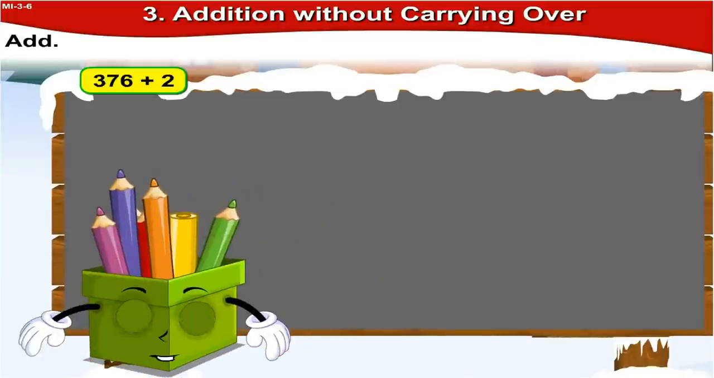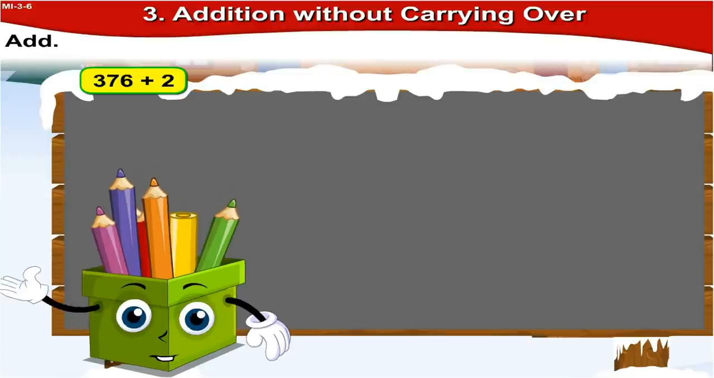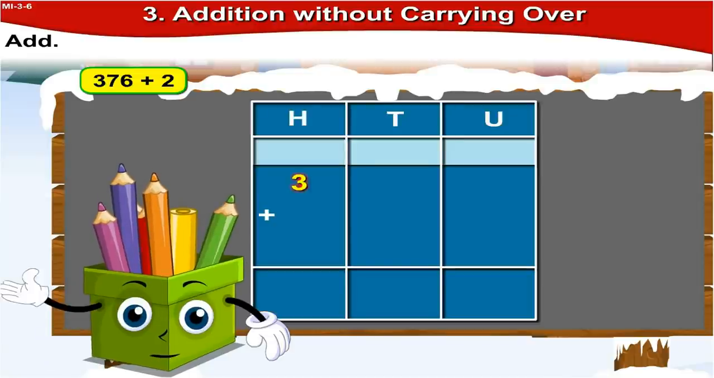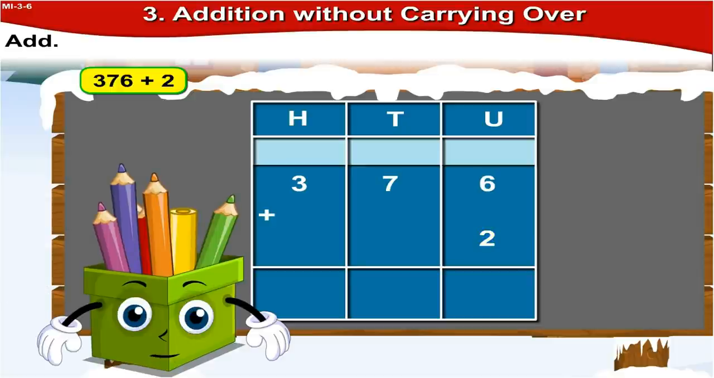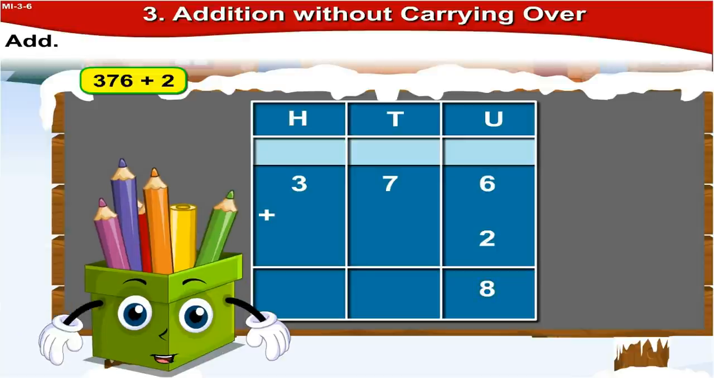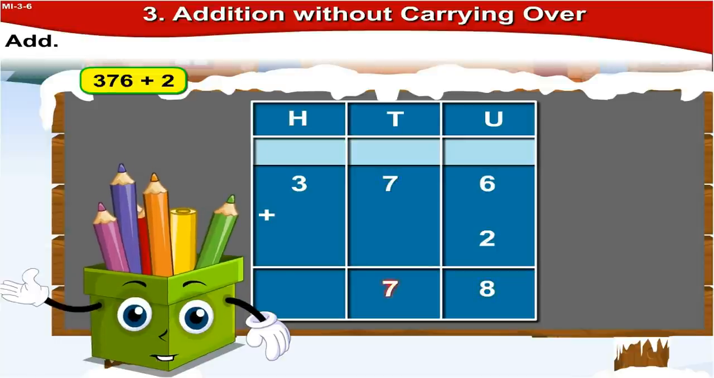Add 376 plus 2. Well, if you arrange them in vertical order, under hundreds you'll write 3, under tens 7, under units 6, plus 2, that is under the units column. We'll begin our addition from the units column. 6 units plus 2 units is 8 units. Under the tens column we have 7 tens, so we'll write 7 over here. And under the hundreds column we have 300, so we'll write 3 over here. So the answer is 300, 7 tens, 8 units. That is 378.